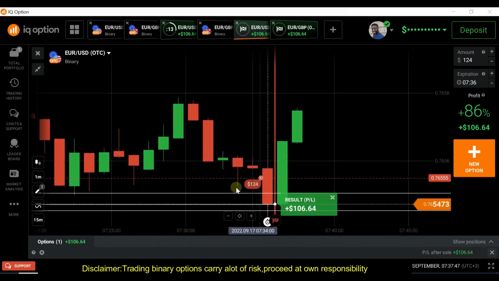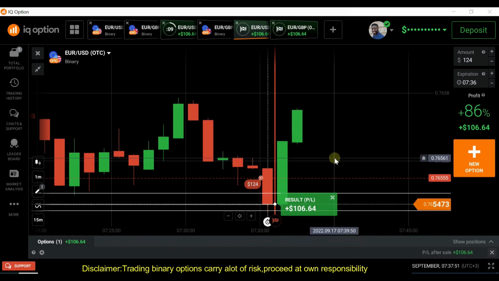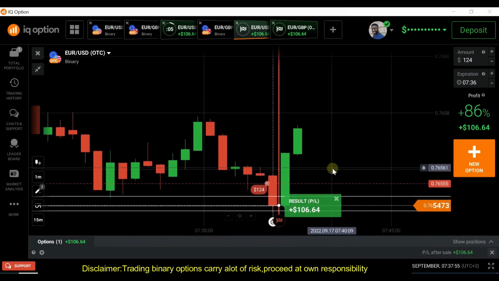So I understood that finally the sellers will come and test the level of support and resistance, of which they did. They came to the level.